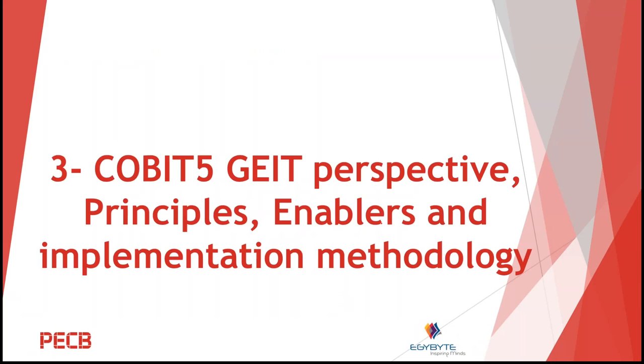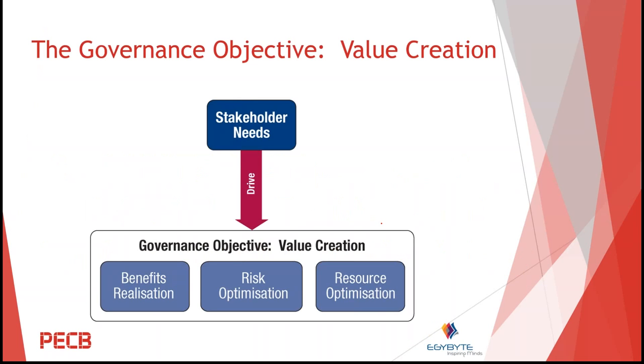Then let's go to COBIT5, governance of enterprise IT: perspective, principles, enablers, and implementation methodology, to know what COBIT5 can provide us with. The first thing, which is a very good point for COBIT5 and for those who are seeking how to implement governance, is defining the governance objective. What is the objective of governance? We have only one objective, which is value creation.